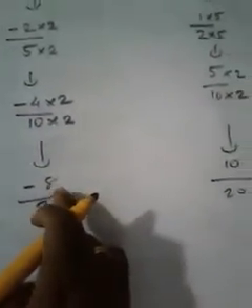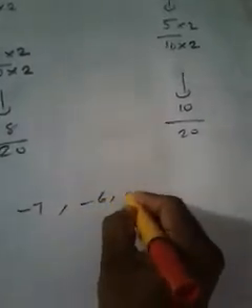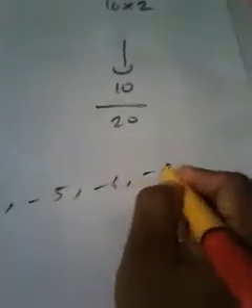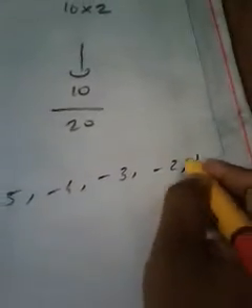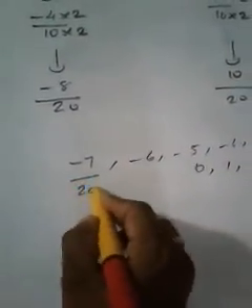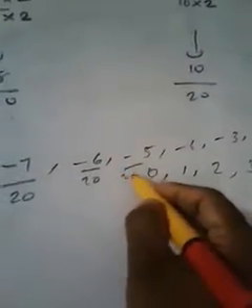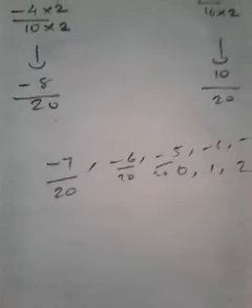So which are the numbers between minus 8 and 10? Minus 7 is there, minus 6, minus 5, minus 4, minus 3, minus 2, minus 1, 0, 1, 2, 3. Enough, isn't it? Just give the denominator 20. Minus 7 by 20, minus 6 by 20. Because here the denominator is 20, no? Just give all denominators as 20. That will be your answer.